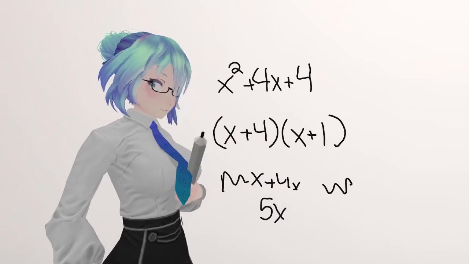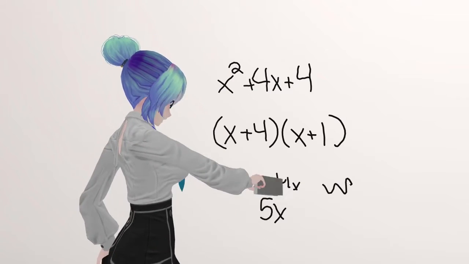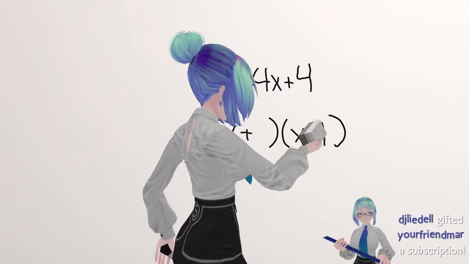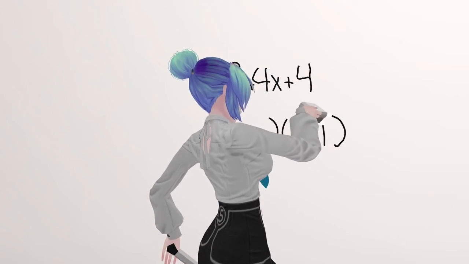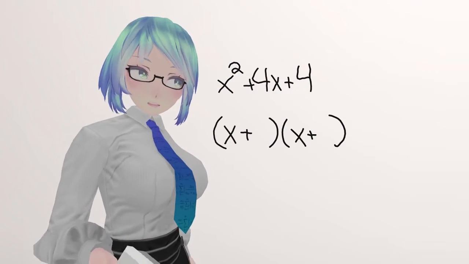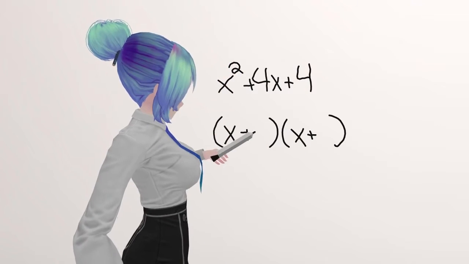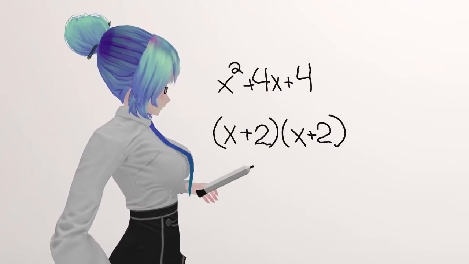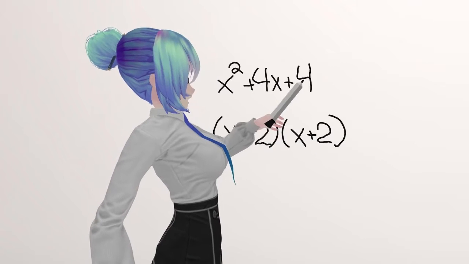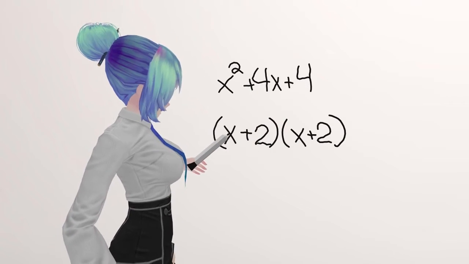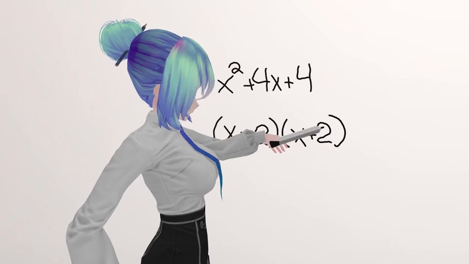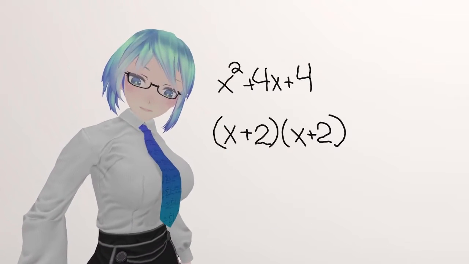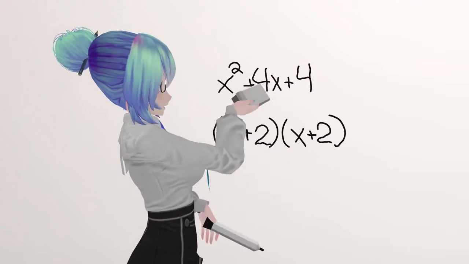What other ways can we get a 4 by multiplying two numbers? Well, the only two other factors of 4 are 2 and 2. If we do 2 times 2, we'll get 4. If we do x times 2, we'll get 2x. 2 times x, we'll get another 2x. 2x plus 2x is 4x.